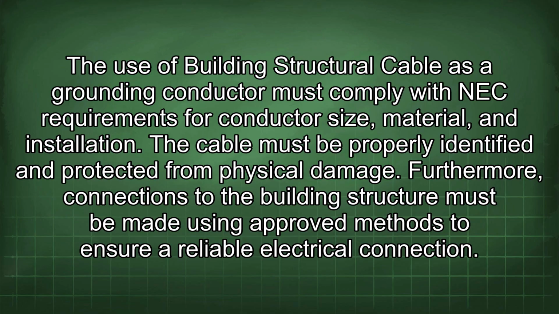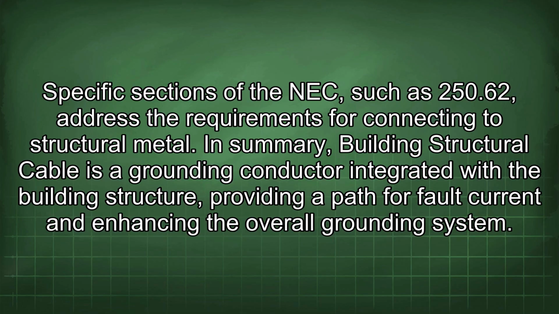The use of building structural cable as a grounding conductor must comply with NEC requirements for conductor size, material, and installation. The cable must be properly identified and protected from physical damage. Furthermore, connections to the building structure must be made using approved methods to ensure a reliable electrical connection. Specific sections of the NEC, such as 250.62, address the requirements for connecting to structural metal.